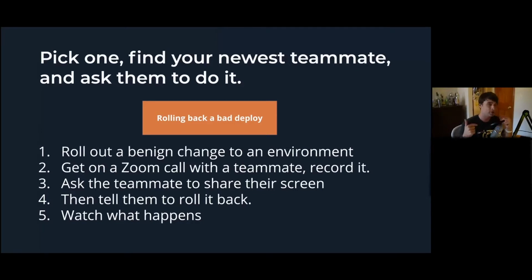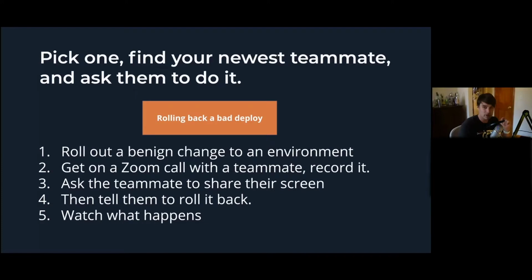And now what you can do is find your newest teammates and ask them to do it. So roll out a benign change to an environment. Do it on production, because production is rarely always the same as staging or QA. Get on a Zoom call with that teammate and set it to record, and then ask the teammate to share their screen, and then tell them to roll back the change. That's it. And then just watch what happens.